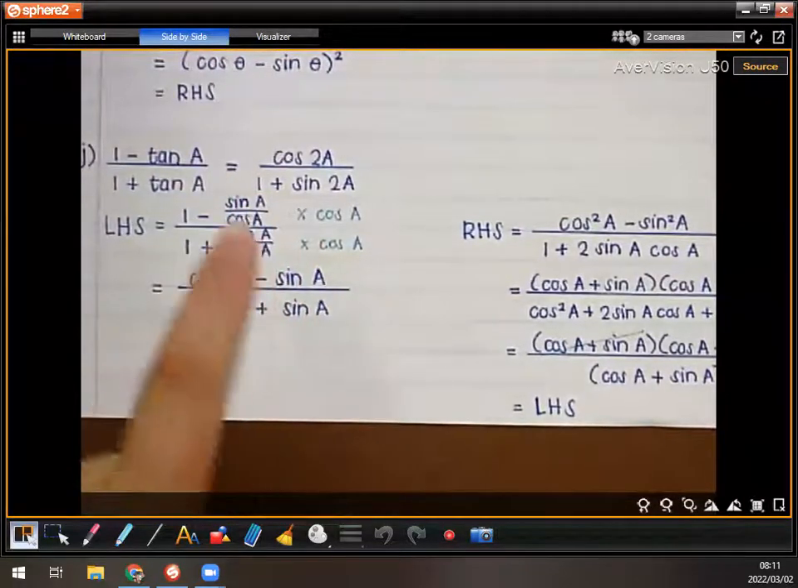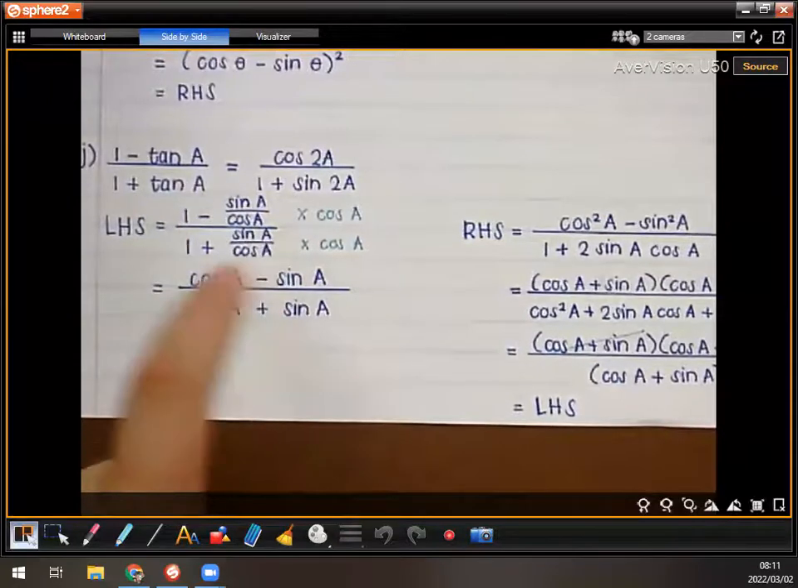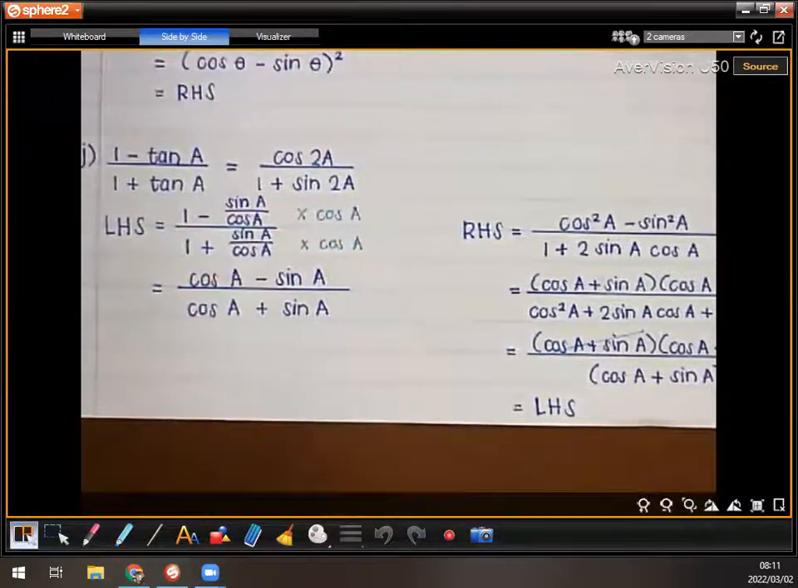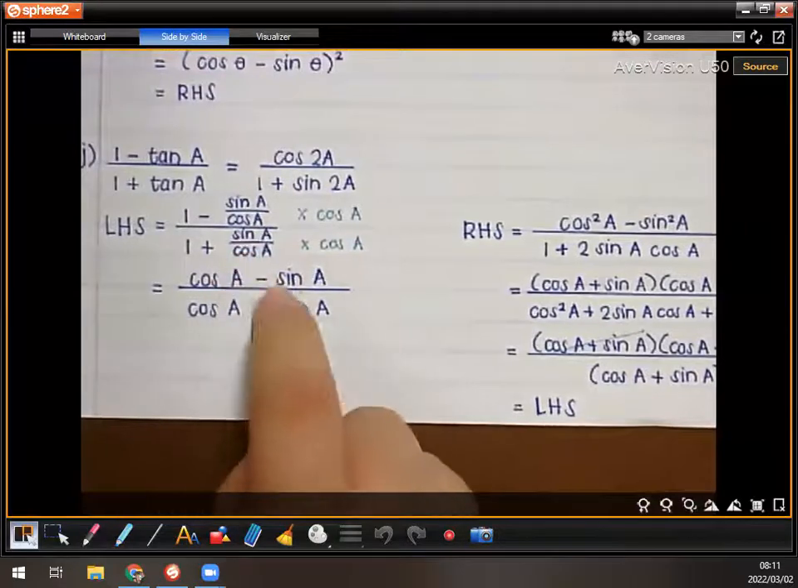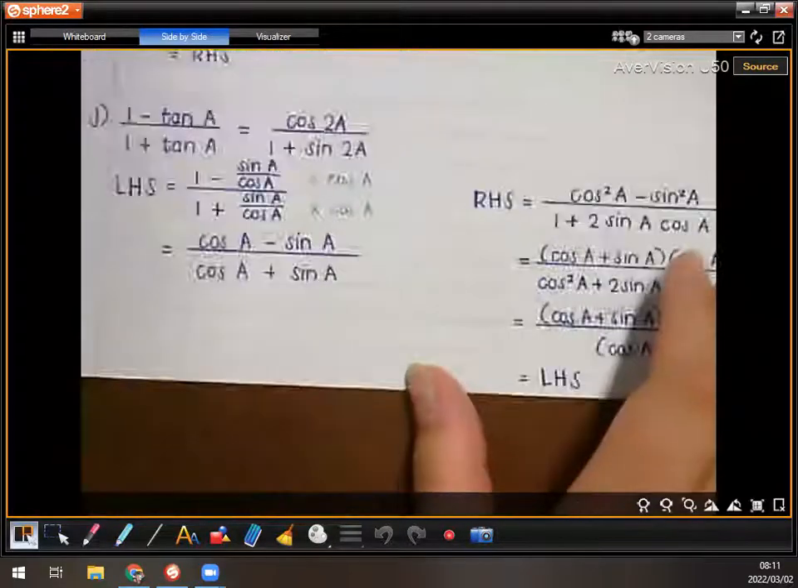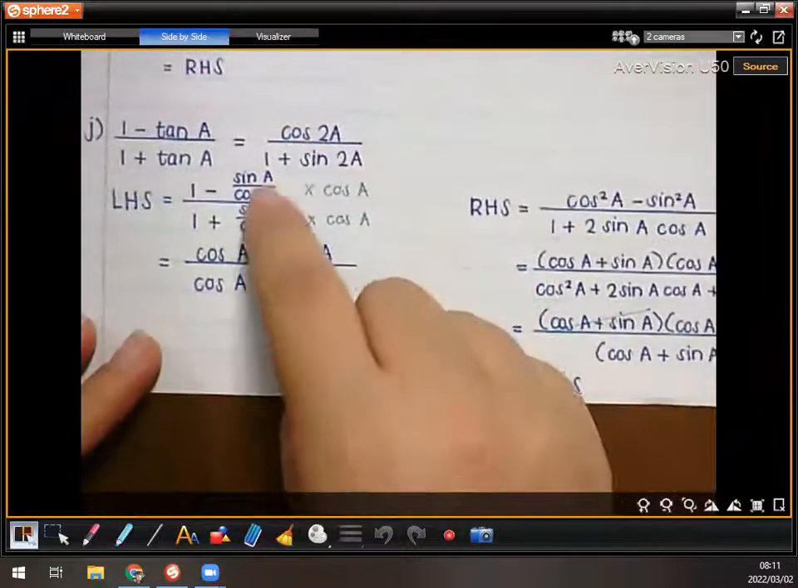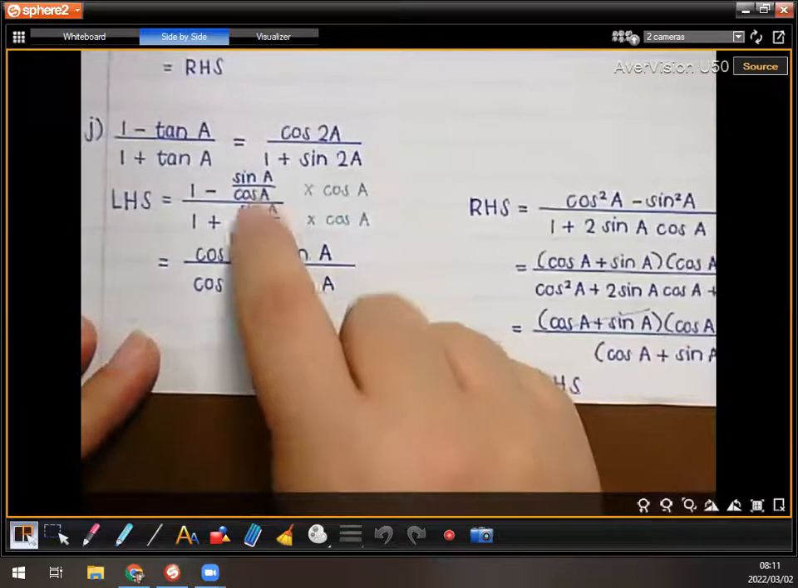Tan is sine over cos, and tan is also sine over cos. Right, that's where that first line comes from. Then that's obviously a compound fraction, so you need to multiply the top and the bottom by the LCD of the inner fractions, which is cos.